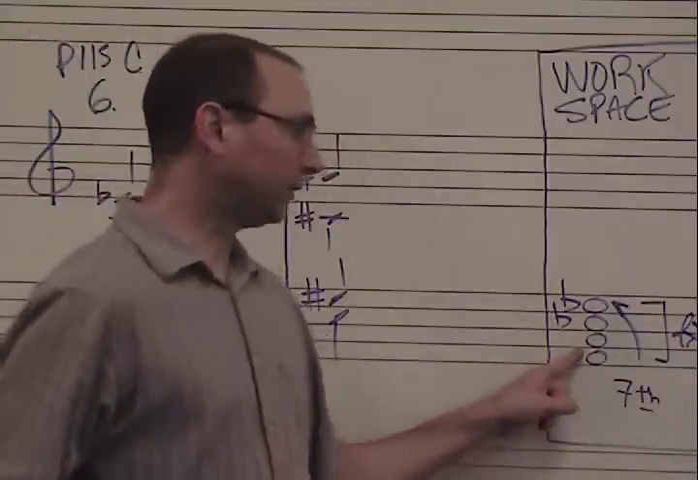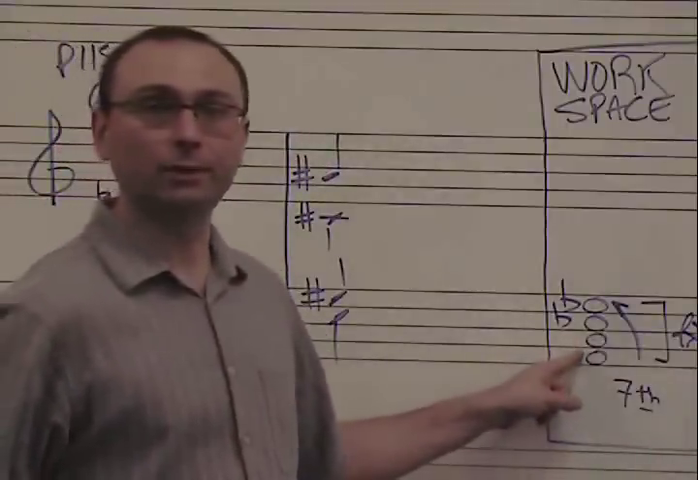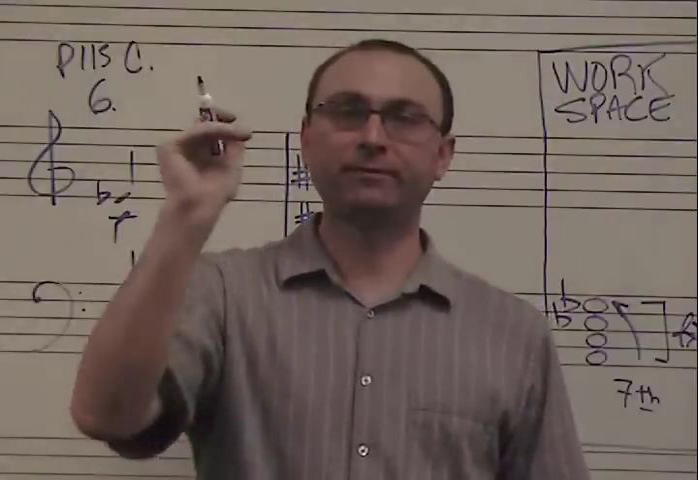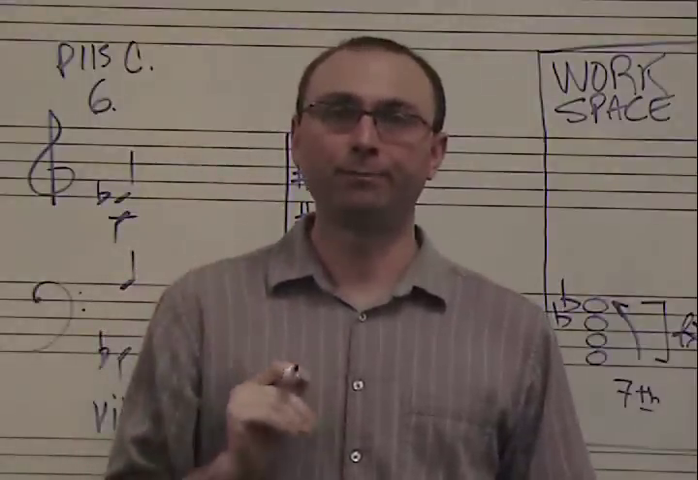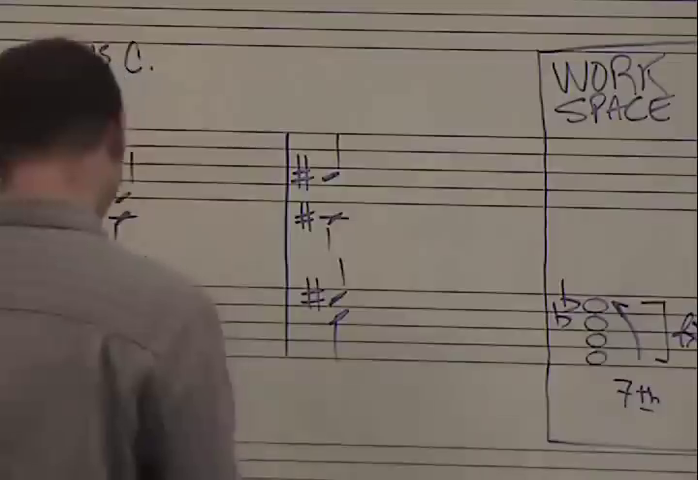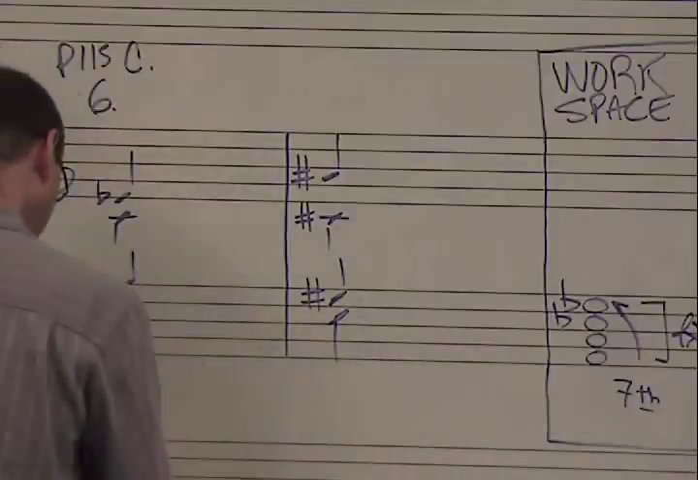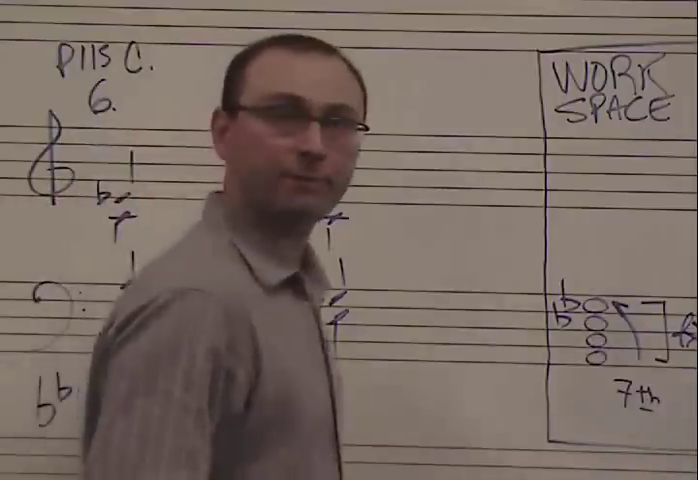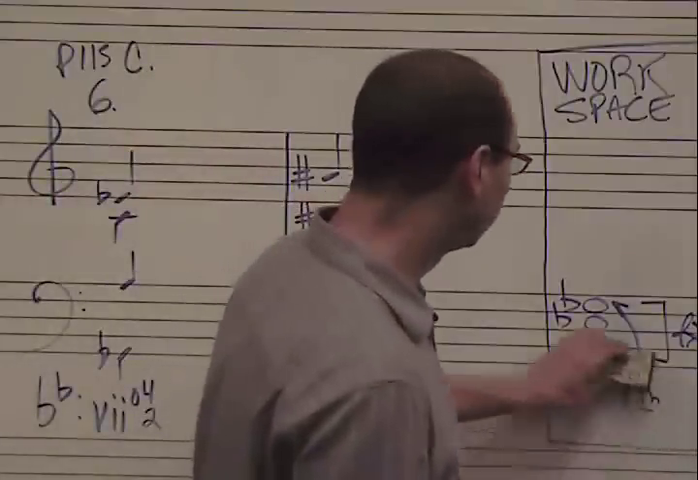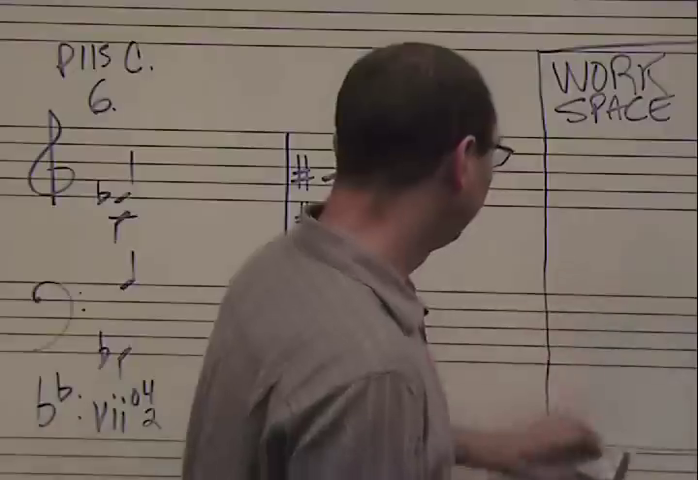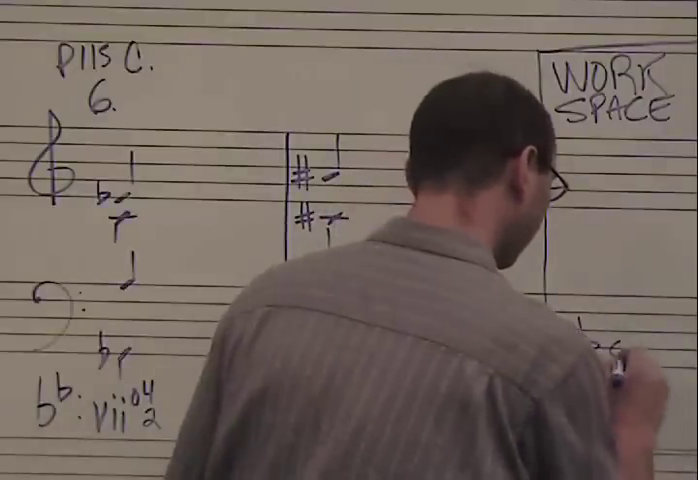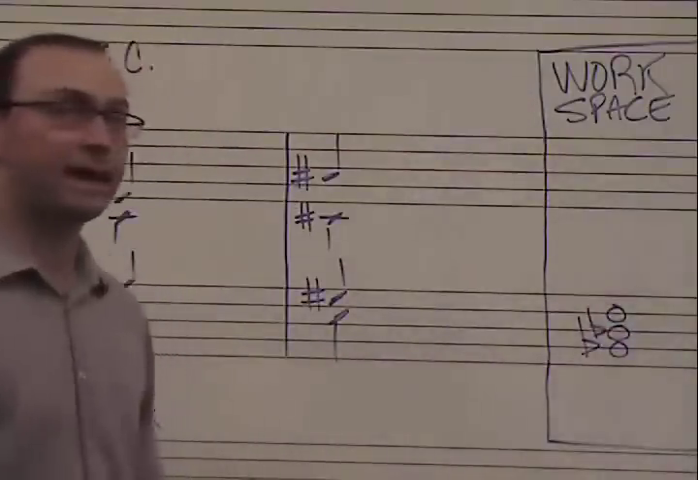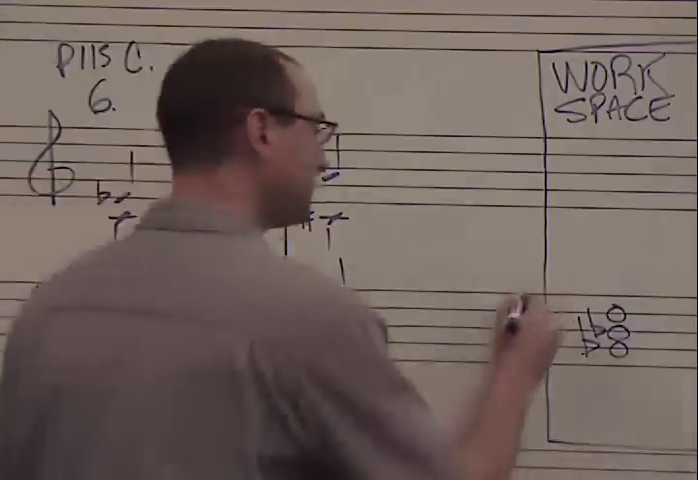The root factor is an A natural. A natural is the leading tone to B flat minor. Next, I want to spell a B flat minor triad: B flat, D flat, F.